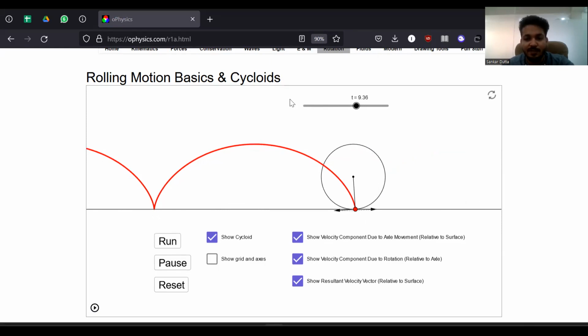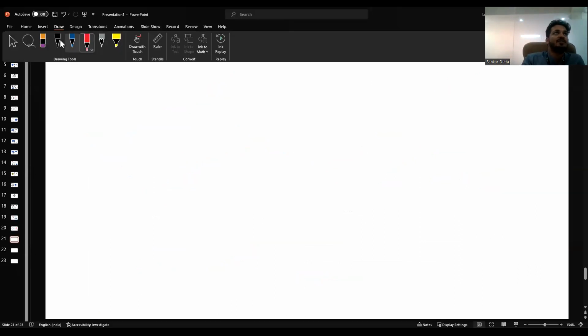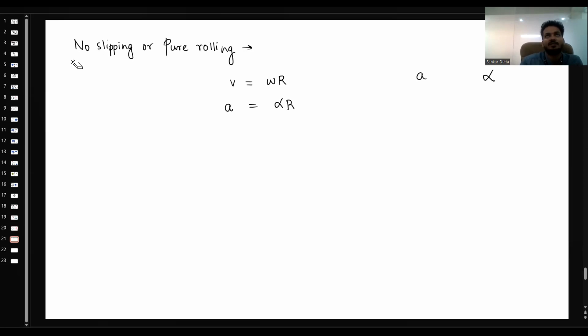I hope you understood. If you didn't, please let me know. So what is the condition for pure rolling, guys? If you ever see a scenario where they say there is no slipping, or if they say there is pure rolling, the conditions that you can apply are either v equals omega r, or you can also say a equals alpha r. Now, do you remember what a and alpha are? Well, a everybody remembers.